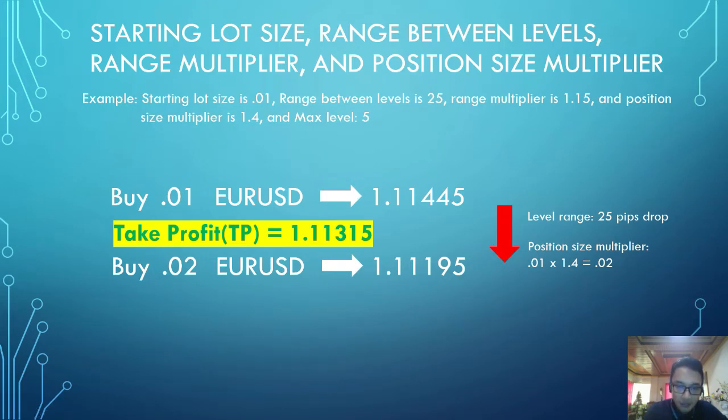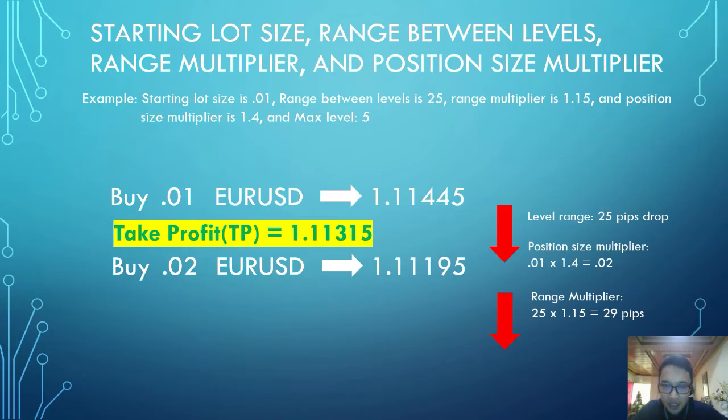So even if the robot puts a buy of 0.02 but the market still goes down, this is where the range multiplier would be relevant. If your range between levels is 25 pips, the moment it draws down on the third order, it will be multiplied by the range multiplier. So 25 times 1.15, that's 29 pips.